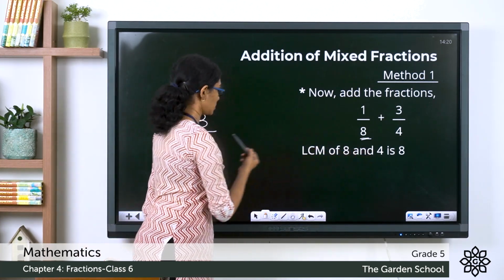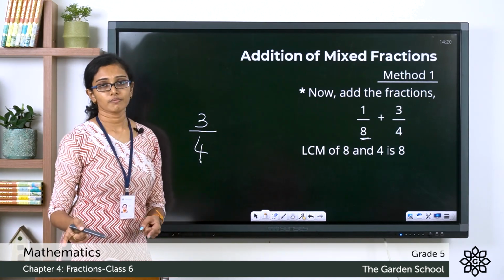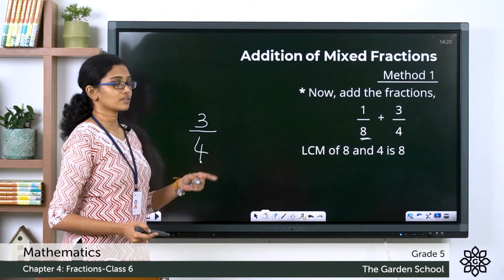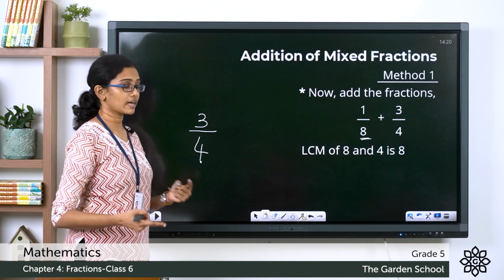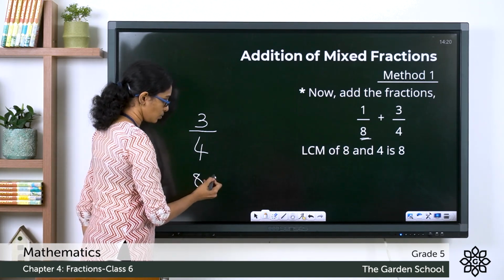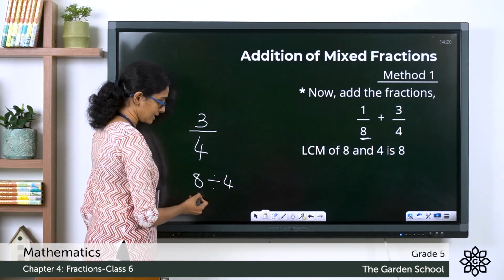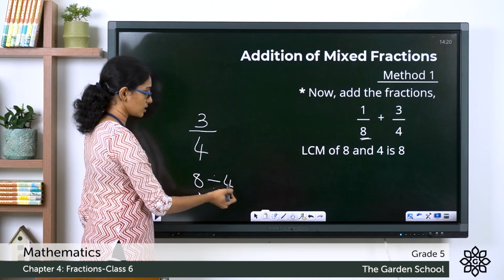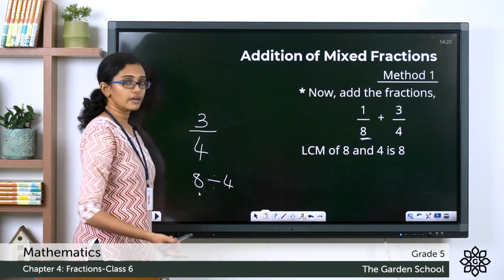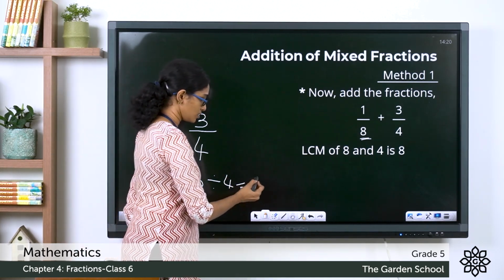How can you change this 4 to 8? What should be multiplied to this 4 so that we can change it to 8? How can you find that? We can do 8 divided by 4. 8 is the LCM we got and 4 is the current denominator here. So 8 by 4 is equal to 2.